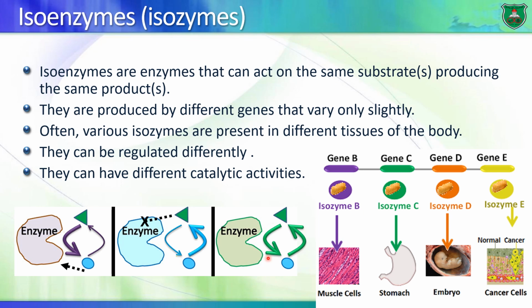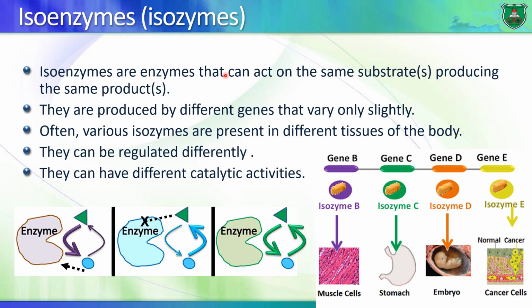They're also regulated differently. For example, you can have the circle substrate activating this enzyme. For the second enzyme, the triangle inhibits the enzyme, but the circle doesn't have any effect on it. And this other enzyme is not regulated by either one of them. So they are regulated differently.